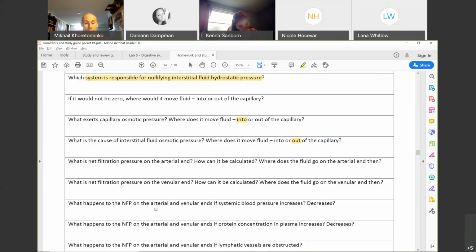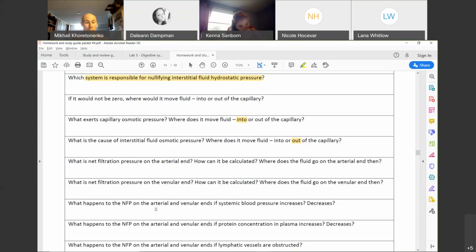So what happens on the arterial and venular end if systemic blood pressure increases? NFP on the arterial end will go up, like from 10 to 11. And on the venular end, it will kind of go up, like -7 or -6. Basically, the difference between them will increase, and that means that more fluid will go into the tissues, and that means edema.